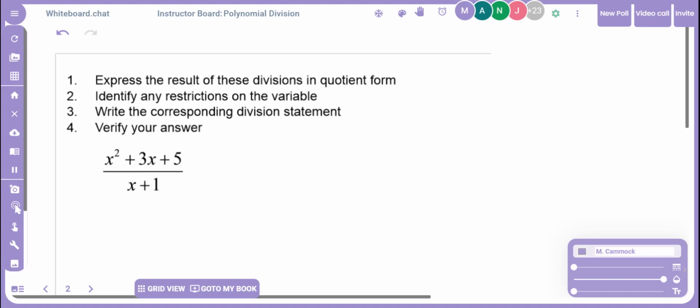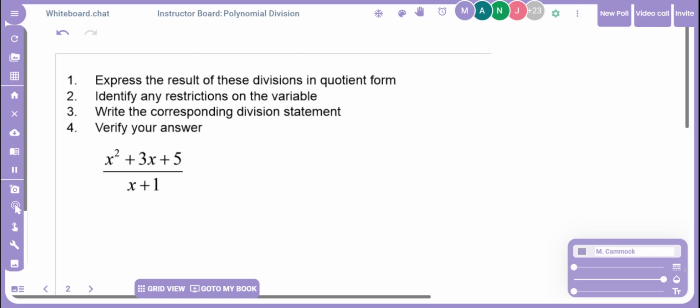Okay, so we're now on the second board, and it says express the result of these divisions in quotient form. I mentioned quotient form before. Identify the restrictions on the variable and write the corresponding division statement and verify your answer. We're going to do exactly that right now. To do that, we're going to do something called polynomial division. If you look at the top of the board, you'll see that I have that term right there, polynomial division.